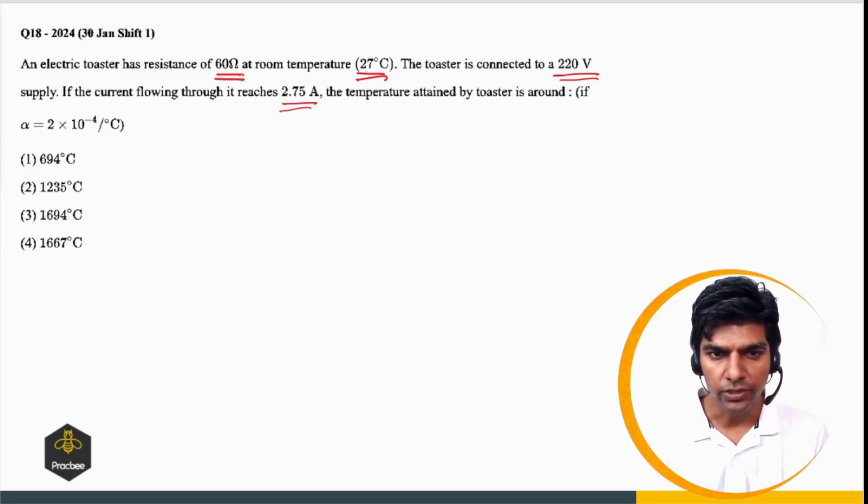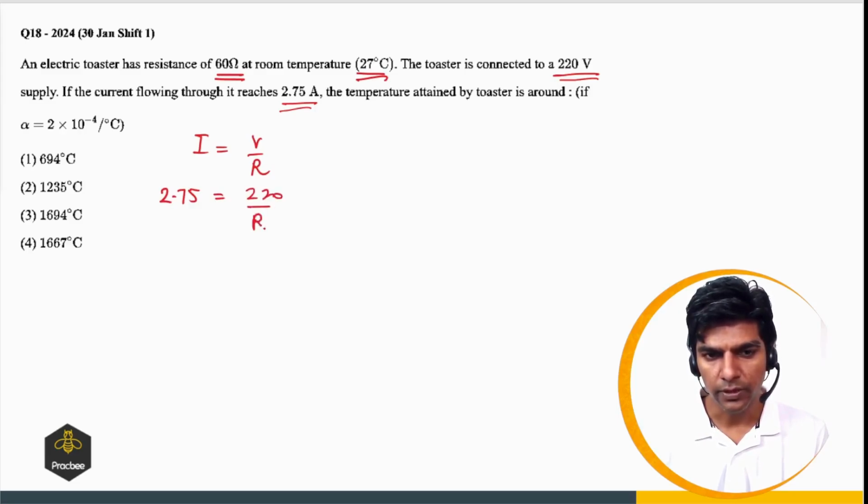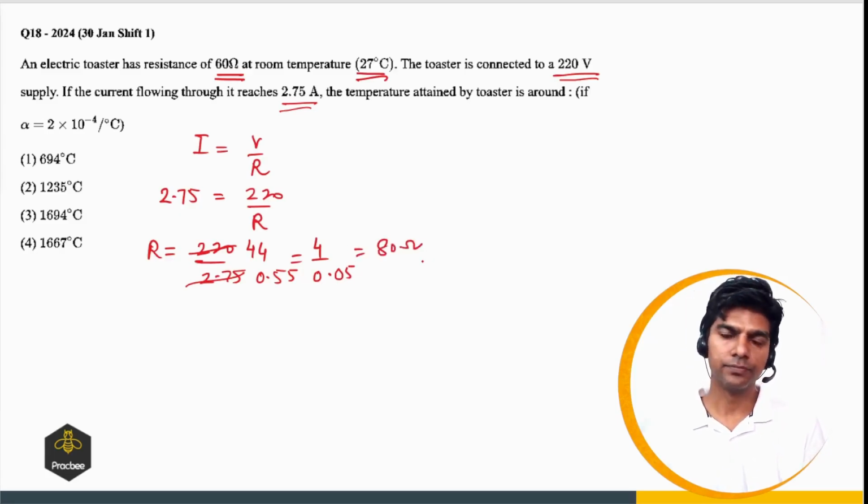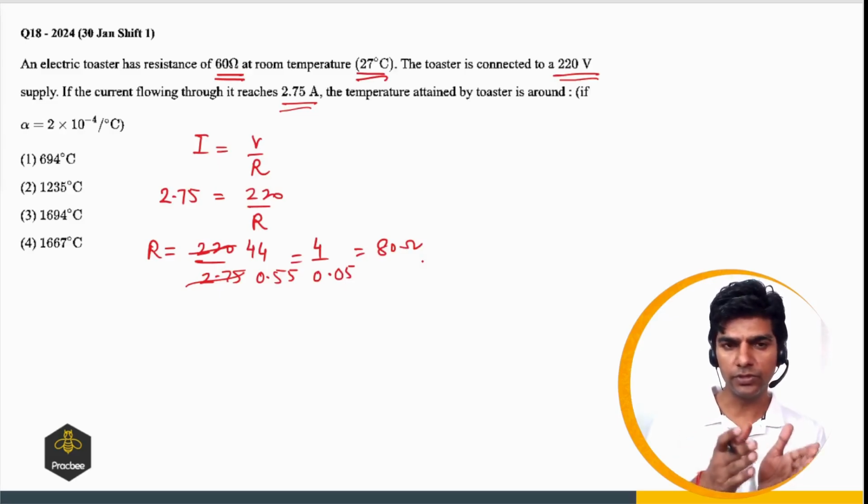So let us see what is the initial current. So let us see the corresponding resistance. So if we have I is equal to V by R, I is given as 2.75, V is 220. From this we can find the value of new resistance. So R comes out to be 220 upon 2.75, so which will be 44, and this will be 0.55, so it will be 4 upon 0.05, so it comes out to be 80 ohms. So the resistance has increased from 60 to 80.